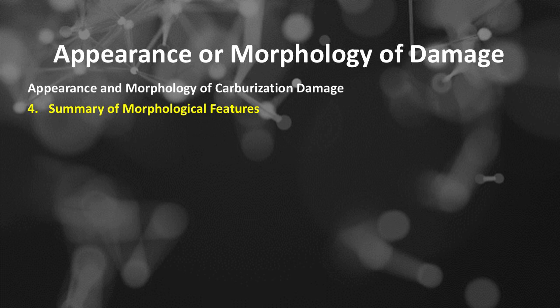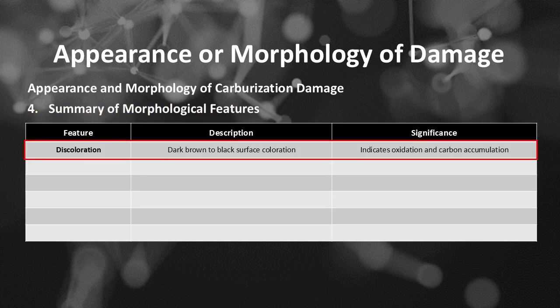Summary of morphological features. If the feature is discoloration, then its description is dark brown to black surface coloration, and its significance is that it indicates oxidation and carbon accumulation.